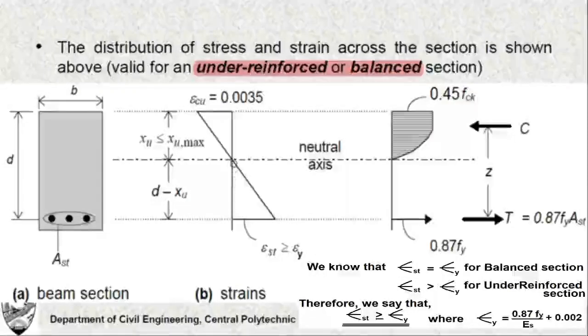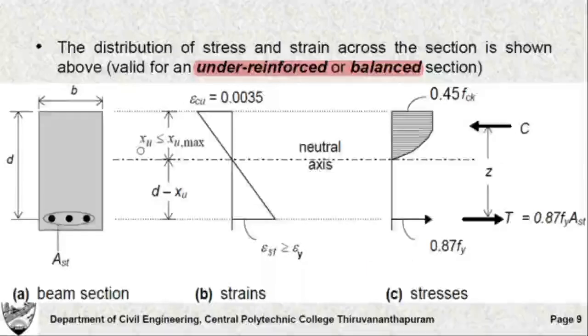Now the depth of neutral axis is shown here as equal to xu. Since we are considering only balanced section and under reinforced section, xu is less than or equal to xu max, where xu max is the depth of neutral axis for balanced section. Since the effective depth is given by small letter d, then the remaining depth after we measure the depth of neutral axis is given by d minus xu.